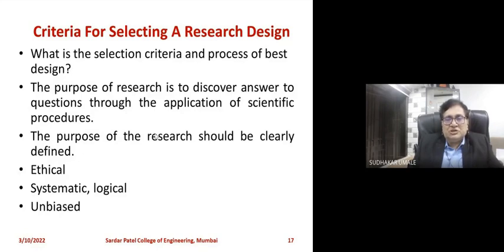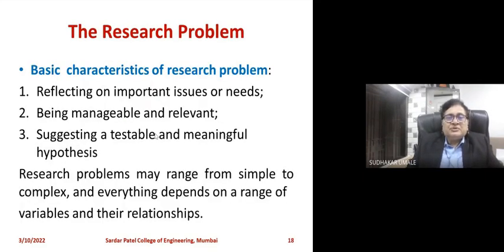If the purpose of research is not clearly defined, then the research planning is not exact. Ethical issues: your work must be systematic. Your research design must be logical. It must be unbiased. So, by using research design, how to get an idea about the research problem, and hence you must have the basic characteristics of research problems. There are three characteristics: reflecting on important issues.